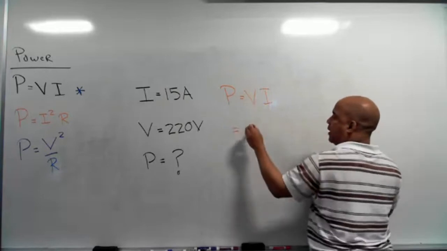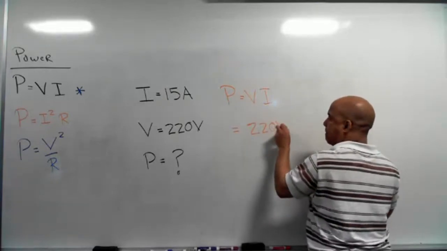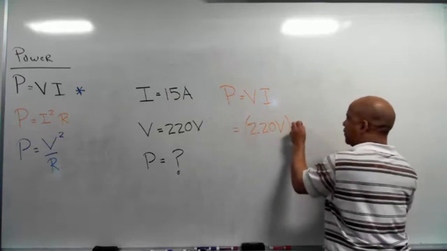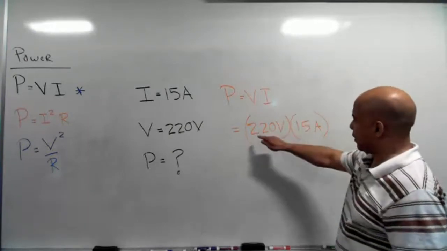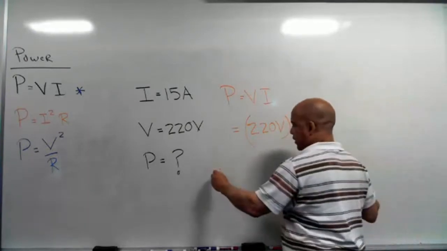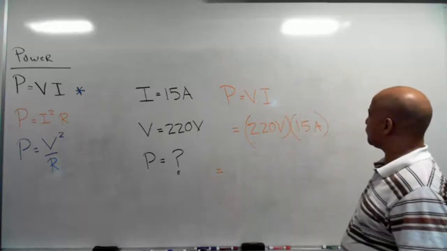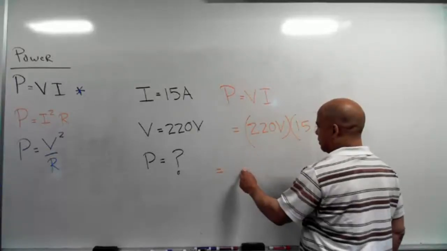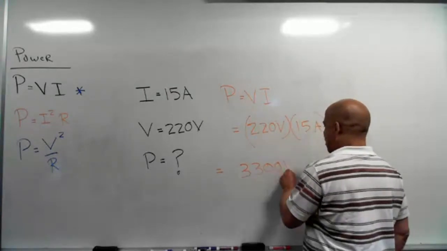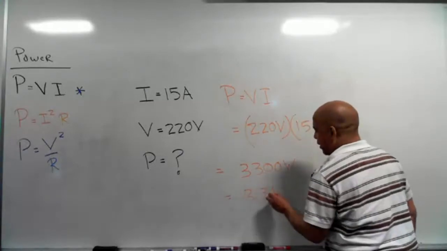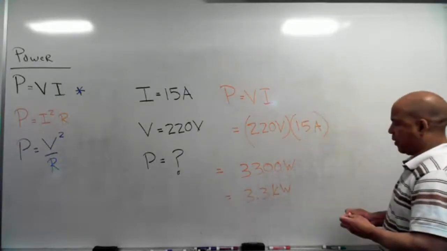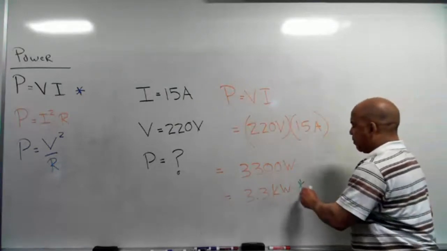I'm going to put my number in for V, which is 220 volts. For I, it's 15 amps. And if somebody could take the calculator, tell me what 22 times 15 is, how much is that? 3,300. 3,300 watts. Divide that by 1,000, 3.3 kilowatts. So either one of these ways of writing that is okay. This is probably the preferred way.